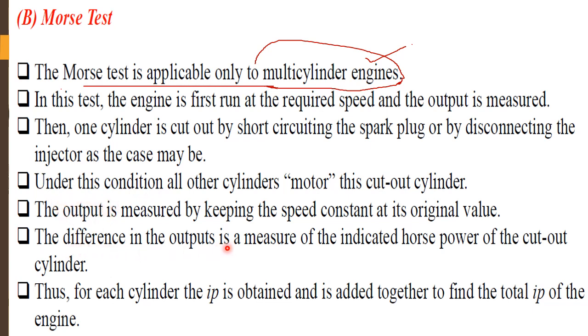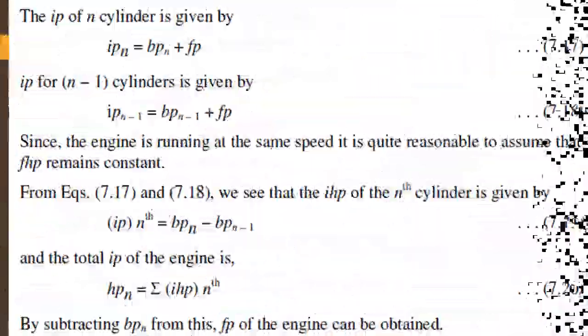The difference in the output is a measure of the indicated power of the cutout cylinder. Thus the indicated power is obtained for each cylinder, and when we add all these indicated powers, it gives the total indicated power of the engine. So initially, let's say it is a 4-cylinder engine.